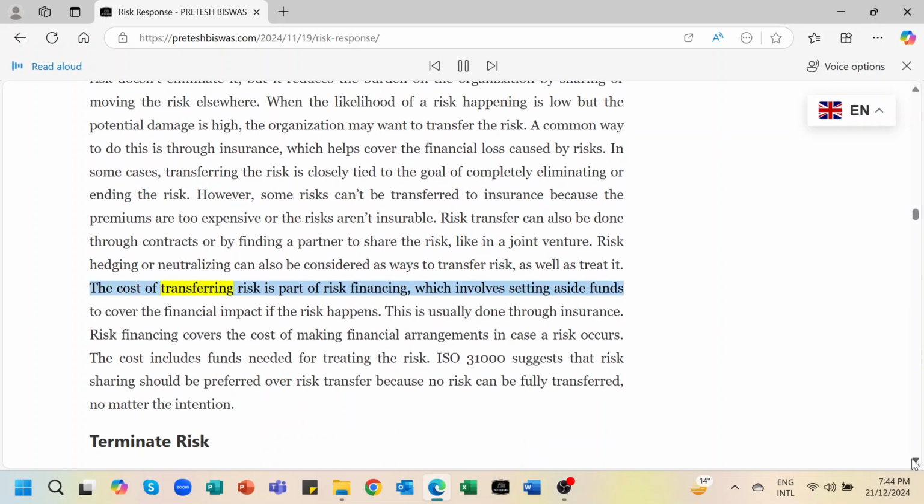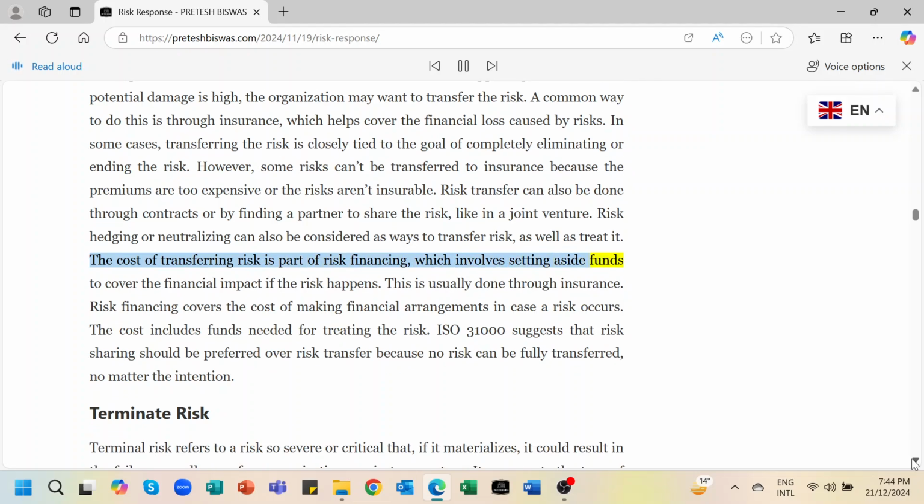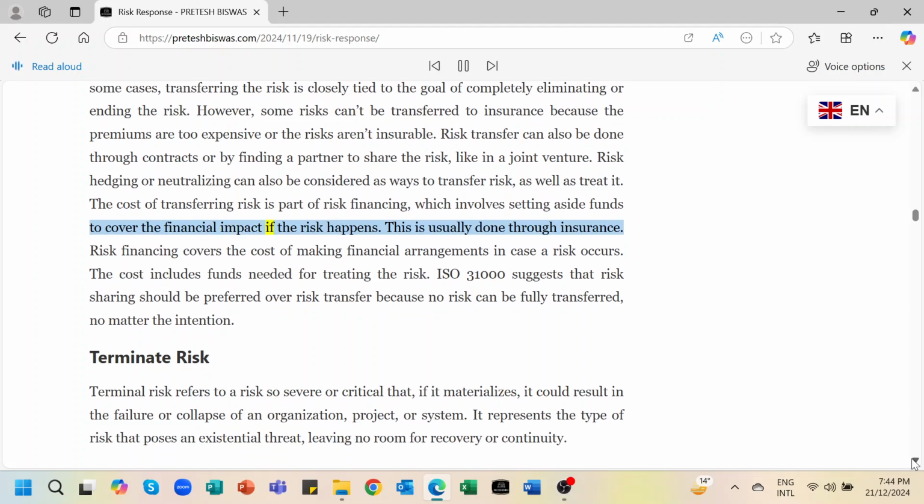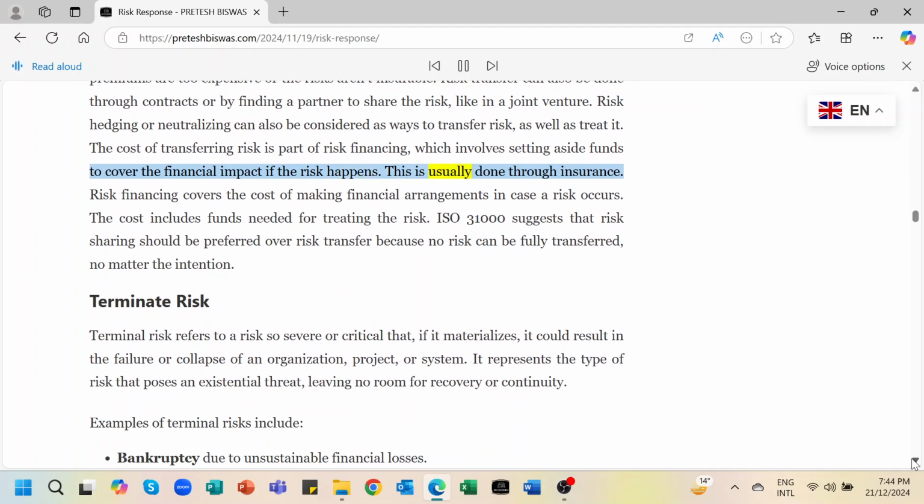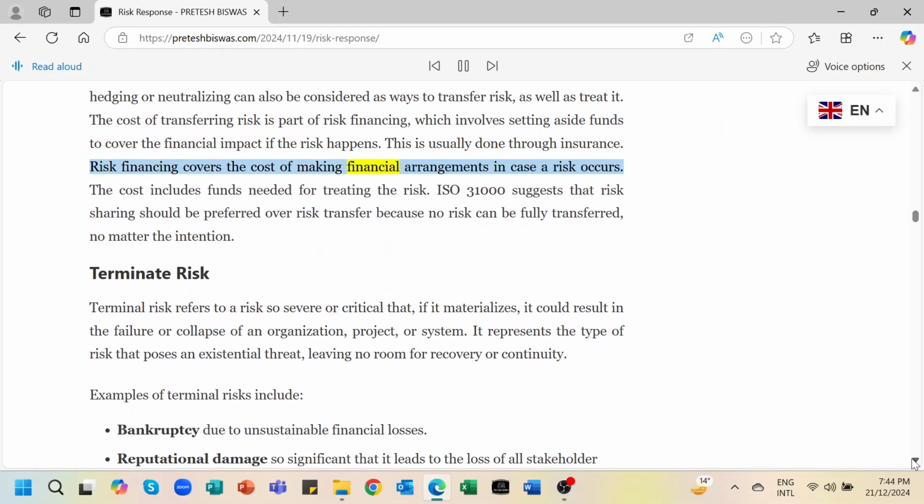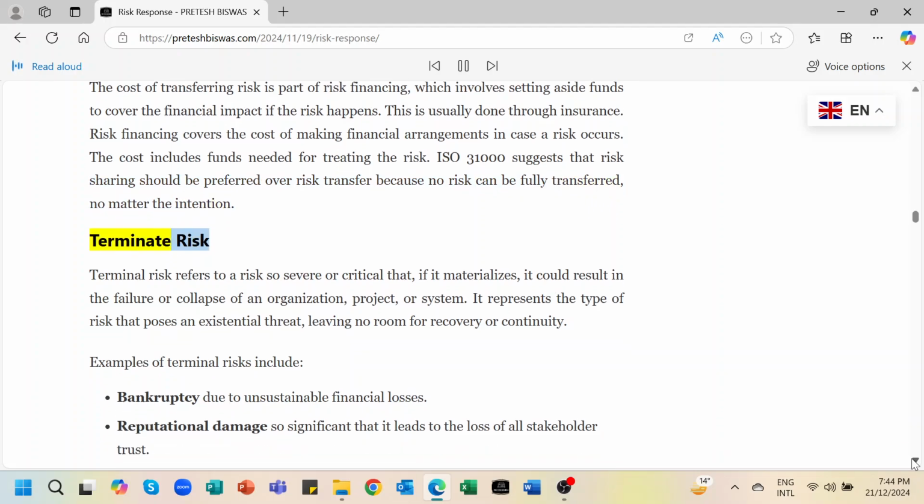The cost of transferring risk is part of risk financing, which involves setting aside funds to cover the financial impact if the risk happens. This is usually done through insurance. Risk financing covers the cost of making financial arrangements in case a risk occurs. The cost includes funds needed for treating the risk. ISO 31000 suggests that risk sharing should be preferred over risk transfer because no risk can be fully transferred, no matter the intention. Terminate risk.